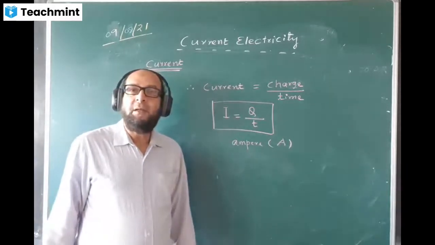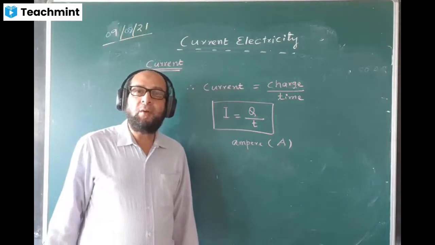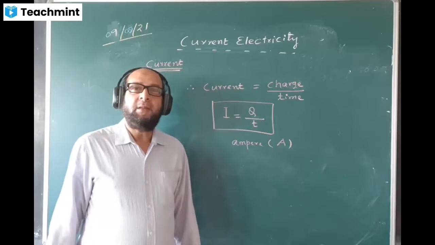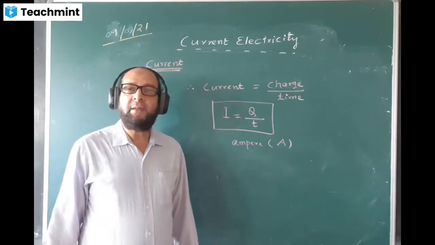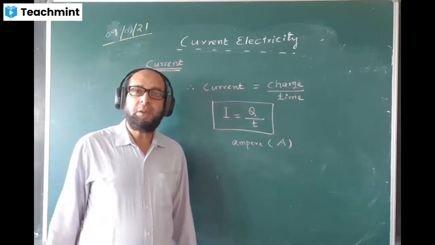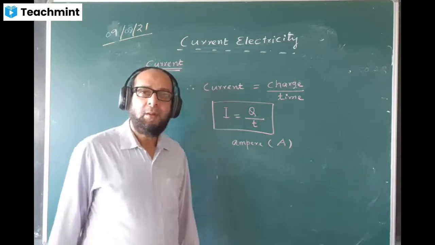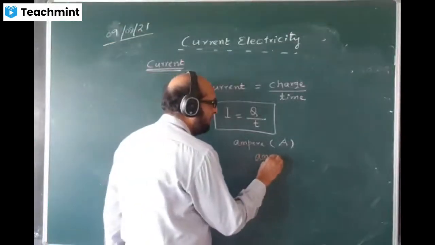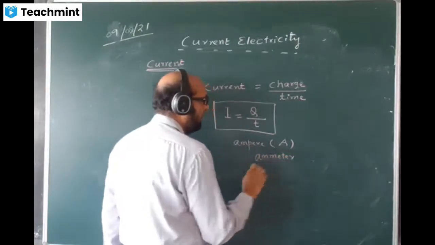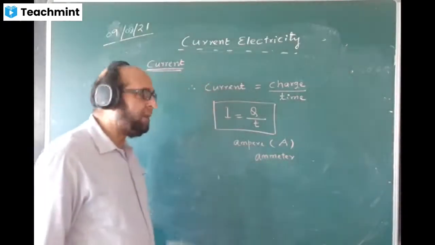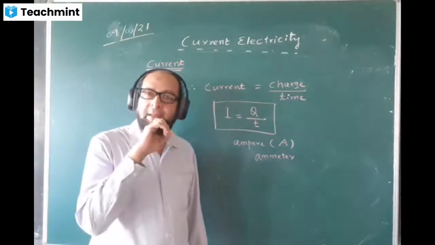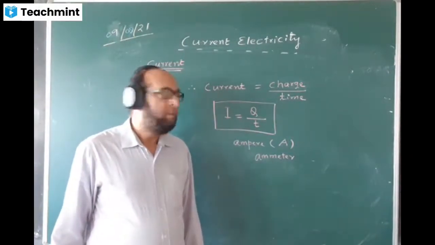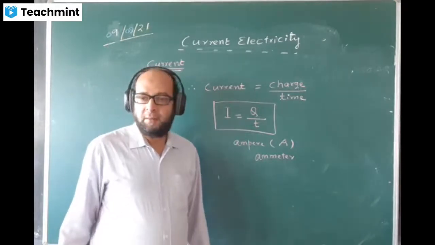Further you write, it is measured by an instrument called ammeter. A-M-M-E-T-E-R, ammeter. Ammeter is an instrument which measures current. Okay, you have written that.